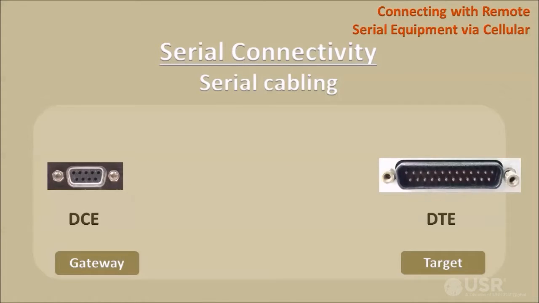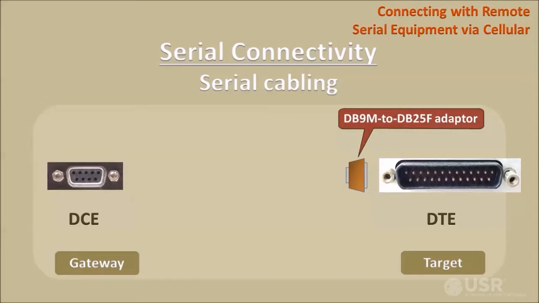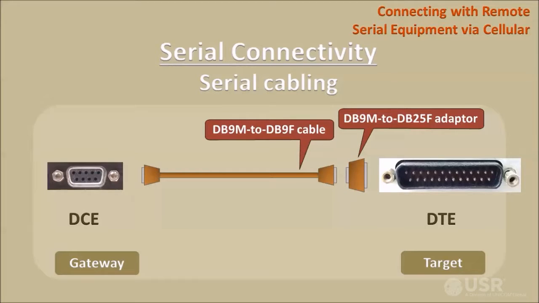The target equipment may be a DTE presented on a DB25 male connector, which was, for many years, the most common type of connector for a DTE serial interface. In this case, the correct cabling uses a DB9 male to DB25 female adapter, along with a standard DB9 male to female serial cable, or use a pre-built DB9 male to DB25 female serial cable that's wired the same as the DB9 to DB25 adapter.